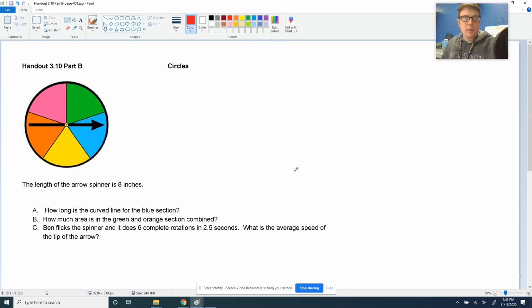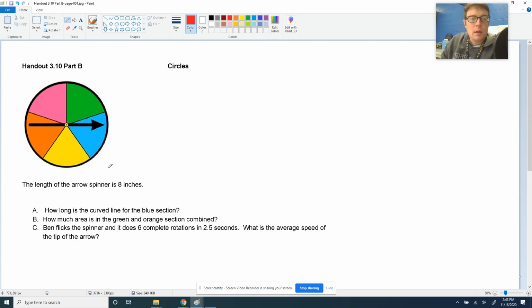We're doing lesson 3.10, part B. So we're continuing our idea of working with these circles where we're not specifically asked to find radius, diameter, circumference, or area, but they ask it in a way that describes it with other words. So we're looking at this spinner here that you would find in many probability games or spinning games. And we're going to answer some questions about it.